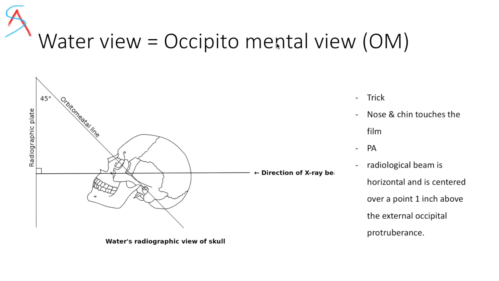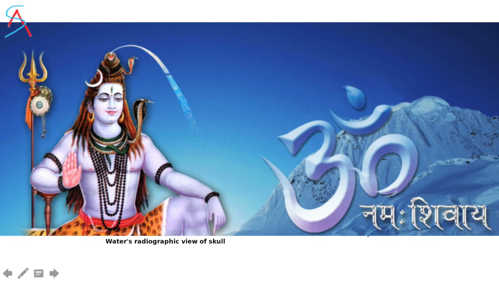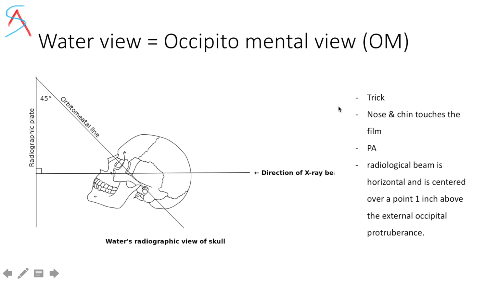Waters view is generally for nose and paranasal sinuses. What is Waters view? Waters view is occipitomental. You can remember it by a trick. Water flows from Shivji's head, like river Ganga flowing from Shivji's head. It's Om. So Om is occipitomental Waters view. It's just a trick. If you are comfortable with it, you can use it, or else it's fine.